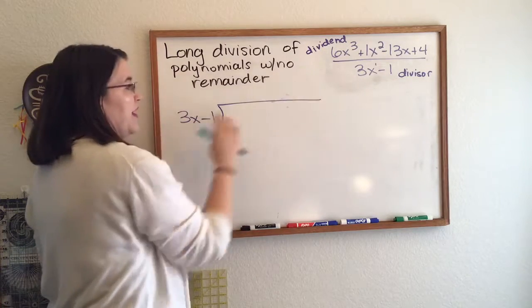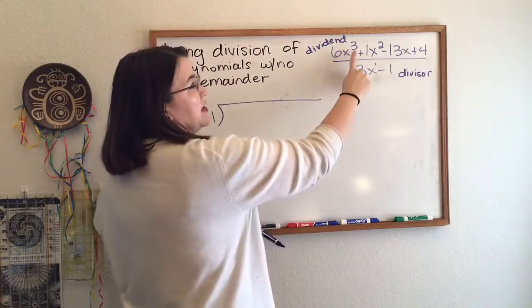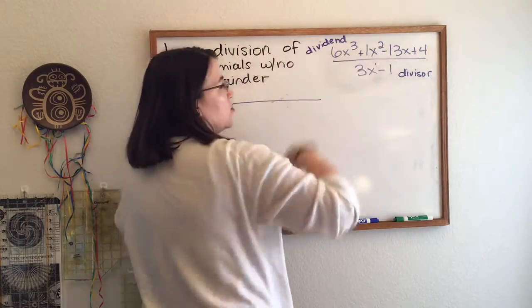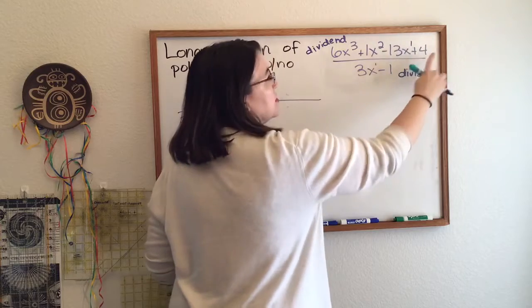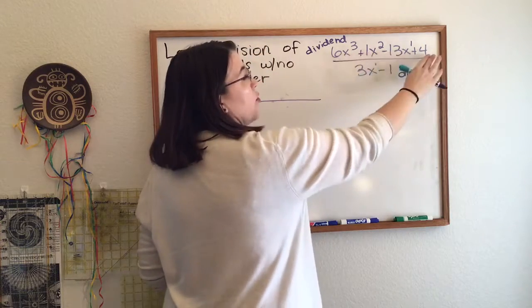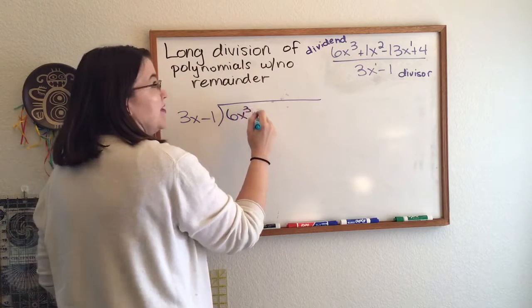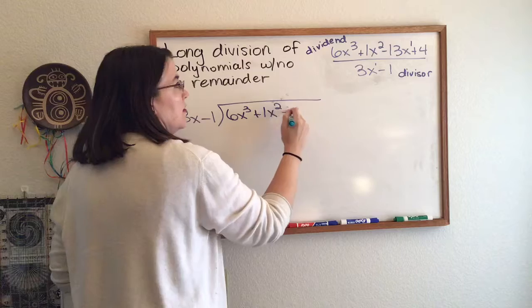Okay, so I'm going to put my divisor outside. I'm going to put my dividend inside. Now notice my dividend is x to the third, then x squared, then x to the first, and then x to the 0 technically. So that's in order and I don't need any placeholders. So I'm going to put my dividend on the inside.